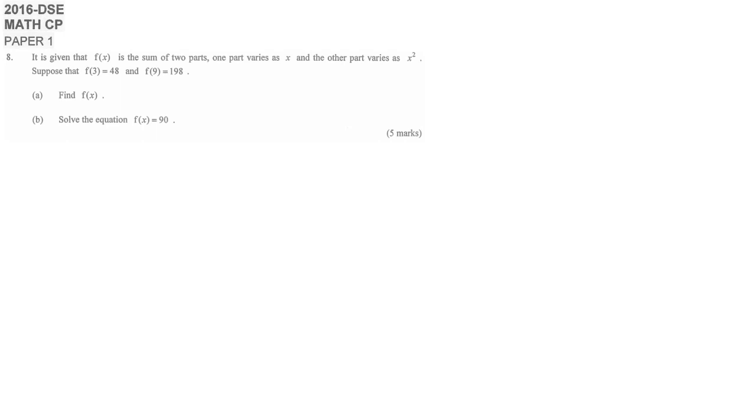A typical variation question now. They say that f(x) is two parts. So in your draft, you should know that f(x) is equal to the first part together with another part. There are two different parts affected by x. And then how are they affected?